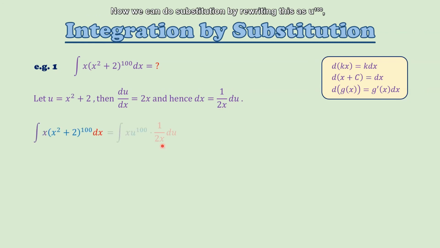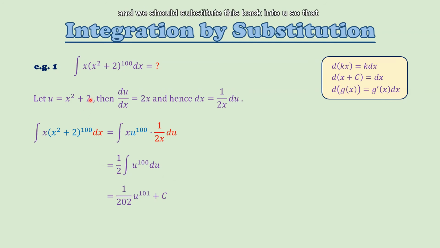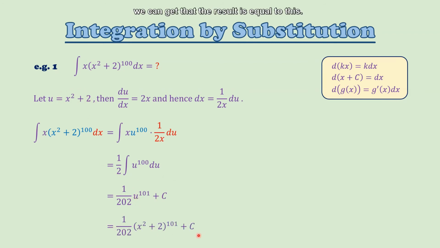Now we can do substitution by rewriting this as u to the power 100, and we can rewrite dx as this, and we can see that the x can be cancelled. Therefore, the integral is equal to this. Now we can do integration as usual, and we should substitute this back into u so that we can get that the result is equal to this.